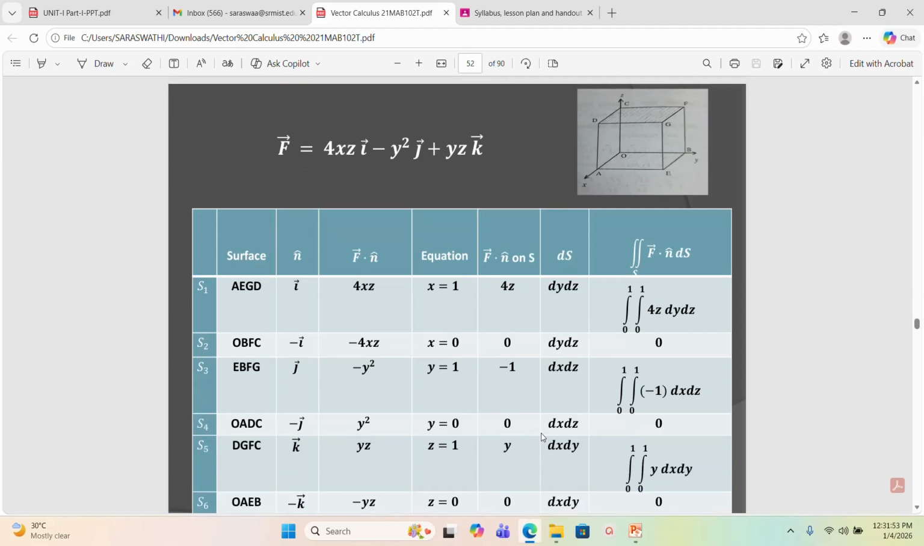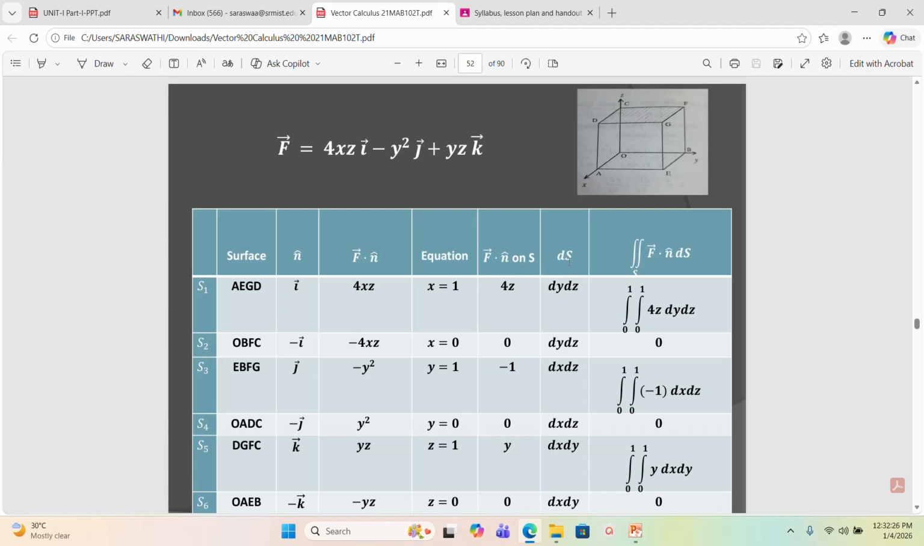And in the fifth case, here DGFC. For DGFC, n cap is equal to k vector, so we only have to consider k dot k. Now F dot n cap is equal to yz into k vector dot k vector. k dot k equal to 1, so the value is equal to yz. And here z equal to 1 for DGFC, which is already given. So if z equal to 1, F dot n cap on S is equal to y.